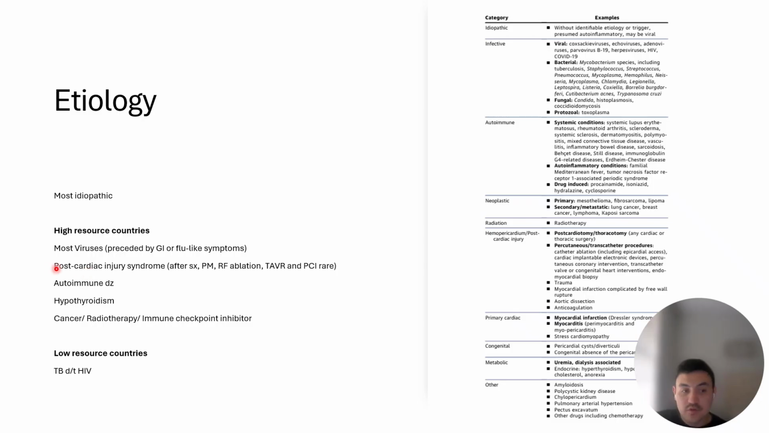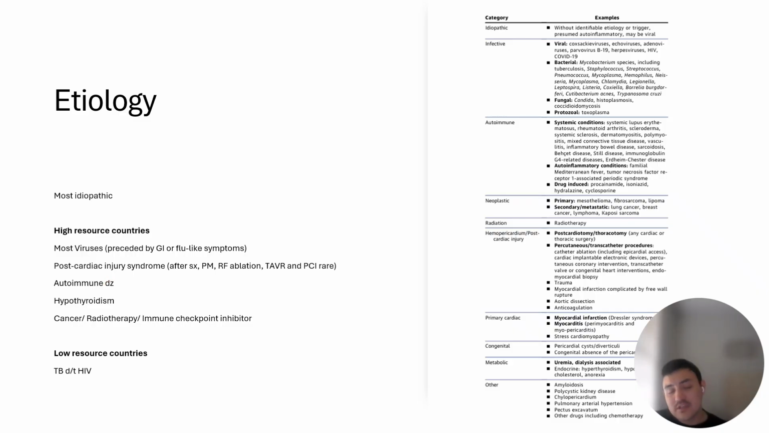Another common cause is autoimmune disease, hypothyroidism, always check labs, TSH, and also cancer, radiotherapy, immune checkpoint inhibitor. Also other causes such as uremia, if the patient has dialysis, are important causes of acute pericarditis. So remember, most likely is idiopathic. If the patient comes from a low resource country, always think of TB. If the patient is in a high resource country, most likely viruses, but also post cardiac injury syndrome, which for me is important.